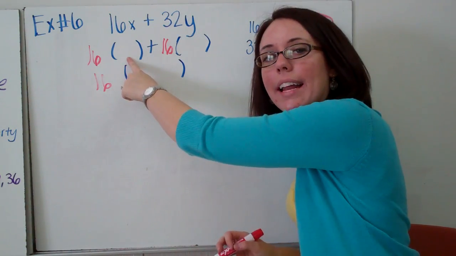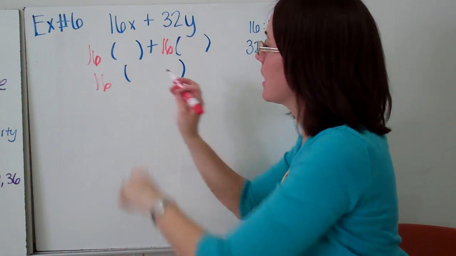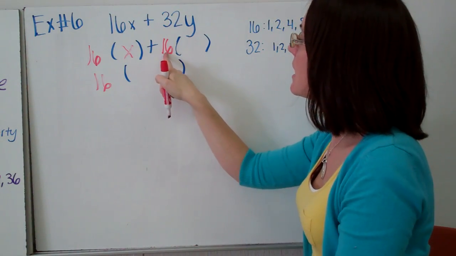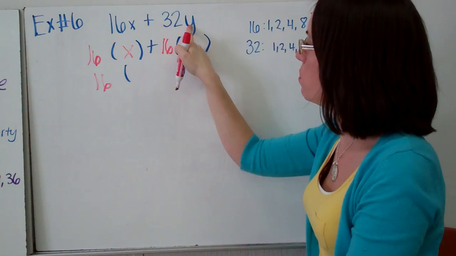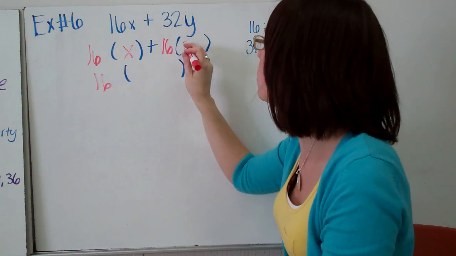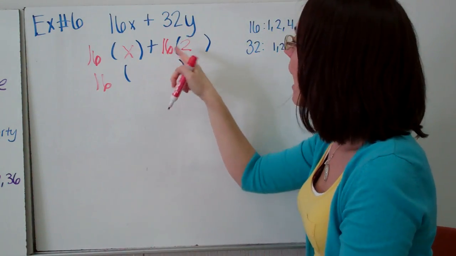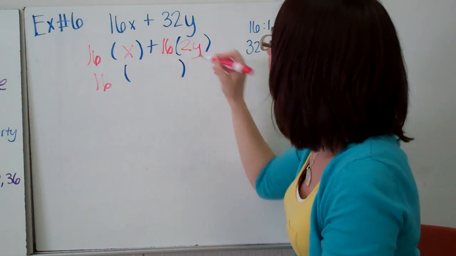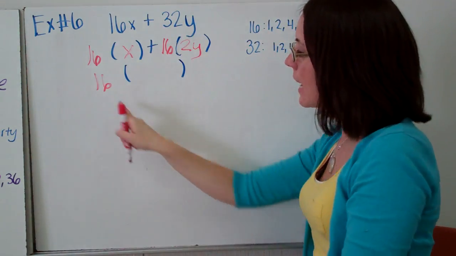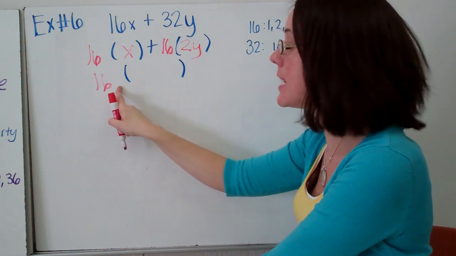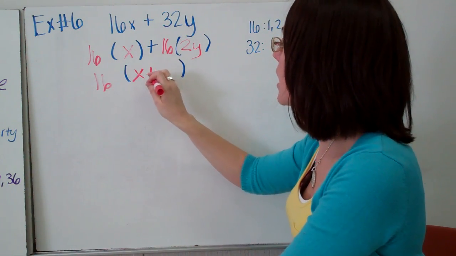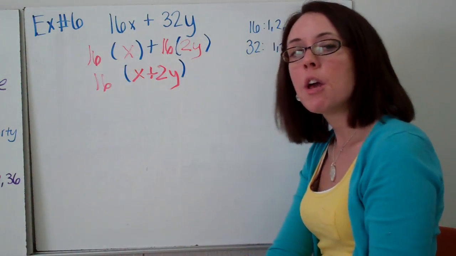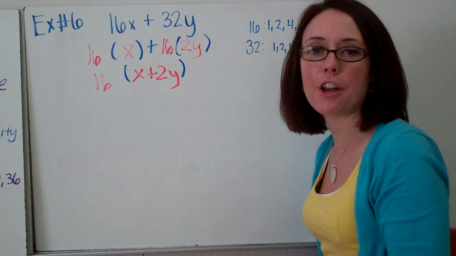16 times what gives me 16x? 16 times x gives me 16x. 16 times what gives me 32y? Well, 16 times 2 gives me 32, and 16 times 2y gives me 32y. Keep out your factor, the GCF of 16, bring down x plus 2y. We're going to stop there. This is our final answer because we cannot add these because they are not like terms.